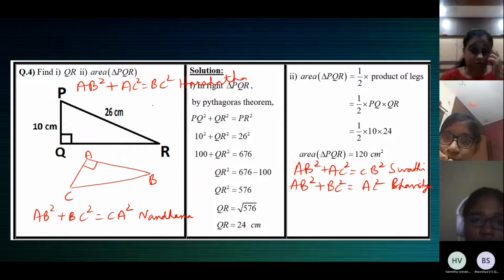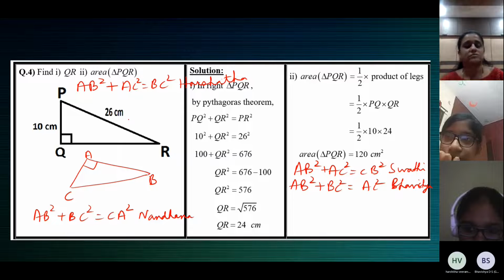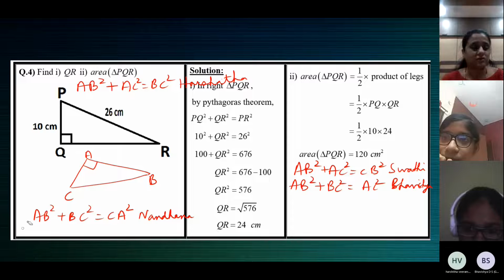Yes, Harshita, can you explain this? Why do you feel it is AB square plus AC square is equal to BC square? Ma'am, because when we add the base and the opposite squares, it is equal to the hypotenuse square, ma'am. The hypotenuse is the longest side. According to me, BC is the longest side, ma'am. So I thought AB square plus AC square equals BC square. Correct. So Bhavishya and Nandana, you need to understand that.